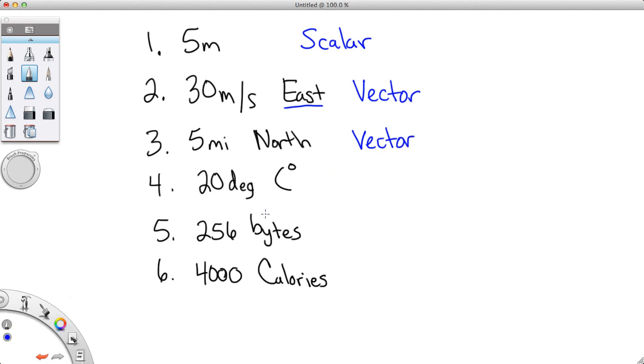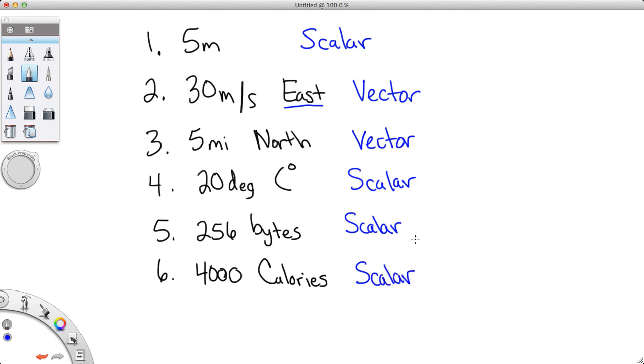Next up, 20 degrees Celsius. This does not have a direction. Celsius is not a direction. It's a unit of measurement for temperature. So this is a scalar. 256 bytes. Again, bytes is not a direction. So this is a scalar. And number 6, 4,000 calories. Calories is not a direction. So again, this is a scalar.